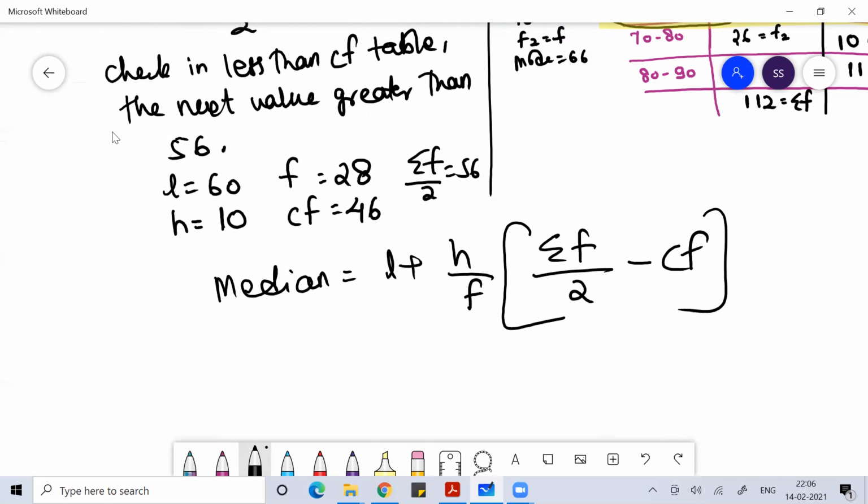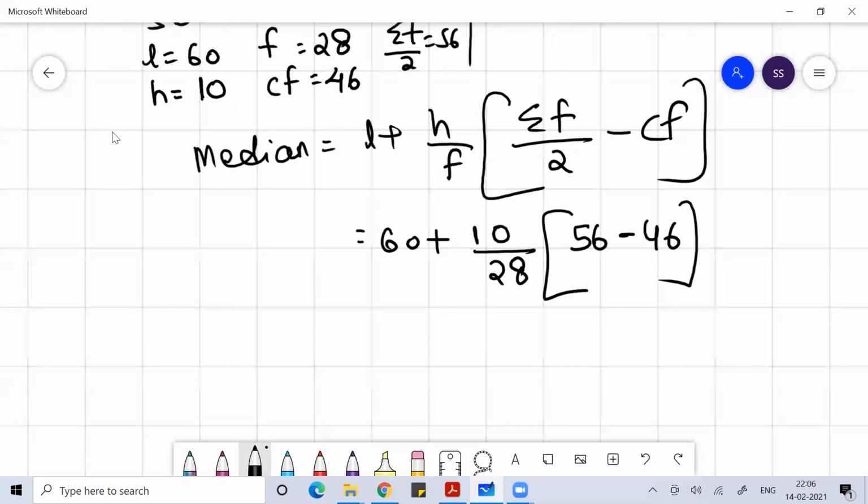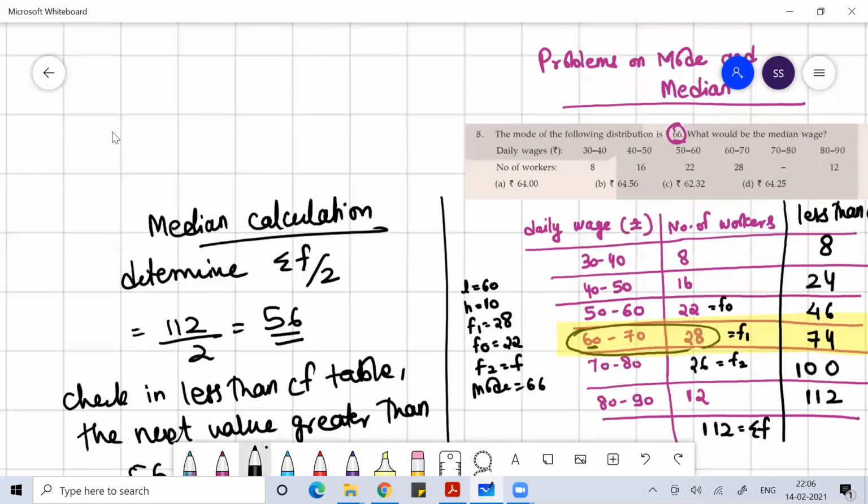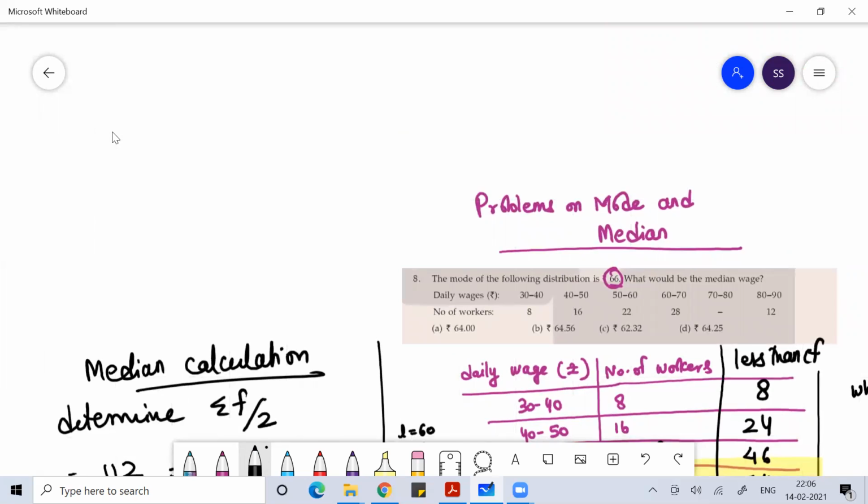So now for median, L is 60 plus H is 10, F is 28, sum of f by 2 is 56, cumulative frequency is 46. So you can find the value of median. Median is 10 by 28, and this is 10 into 10, 100. Median is 100 by 28, and that is 63 point something, whatever, that is your answer.